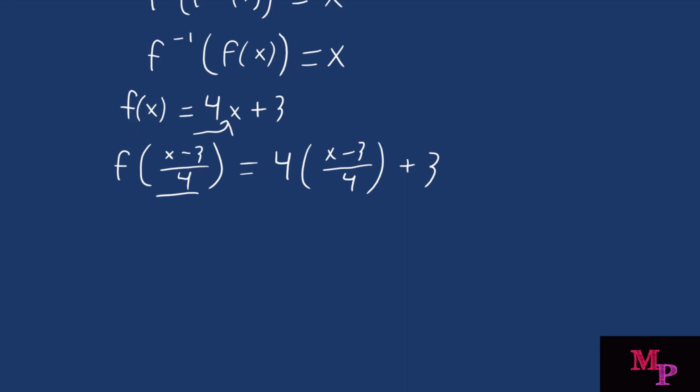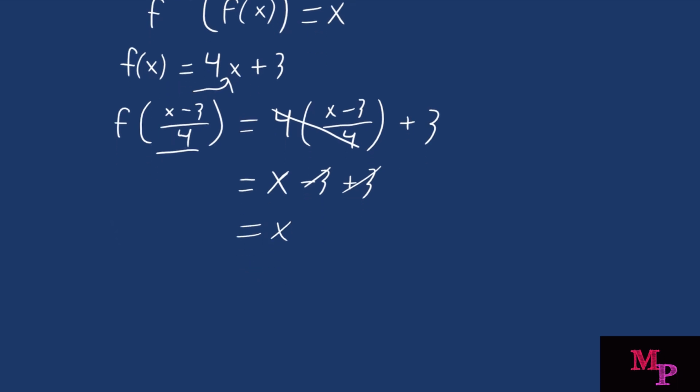And you could go ahead and pull this division of 4 out, and you're going to have 4 divided by 4, which just gives you 1. So go ahead and scratch that out, and you're left with x minus 3 plus 3. Negative 3 plus 3 is just 0. And your answer is just x, which means that we found the correct inverse function for the given function. And that's how you check it.